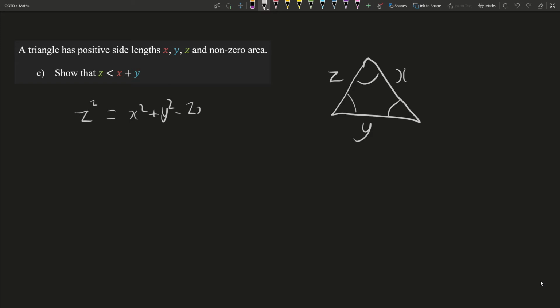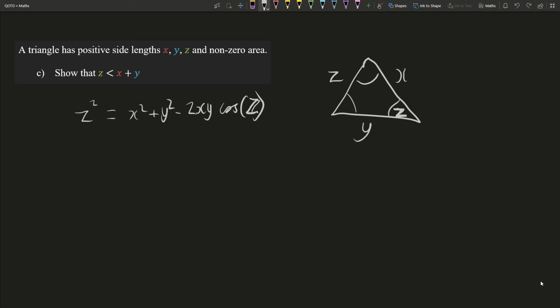minus 2xy cos of z, and I mean there's a capital Z here. I'll do a little dash here to make it more obvious.